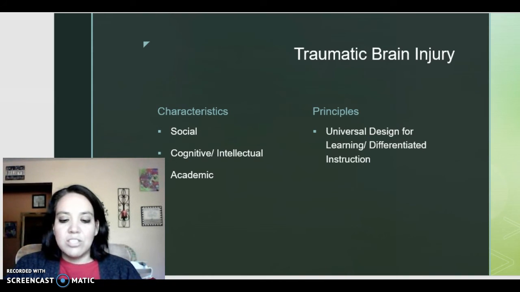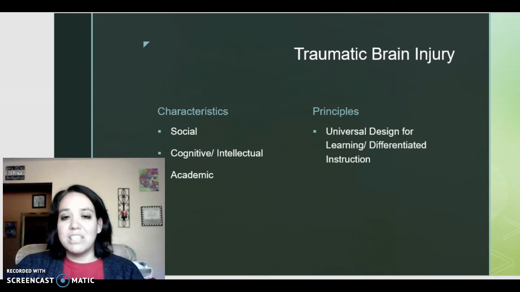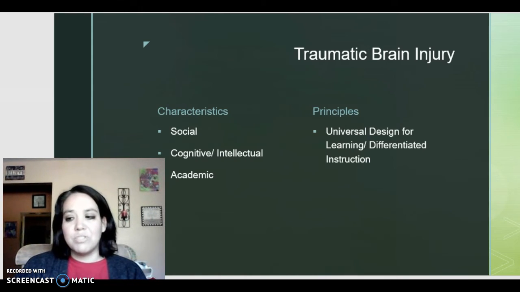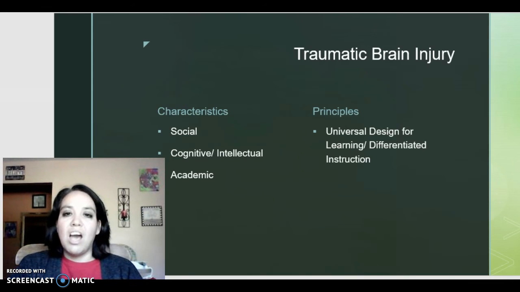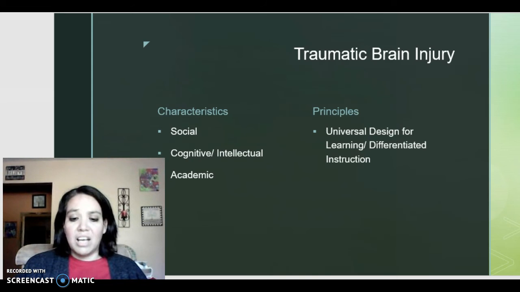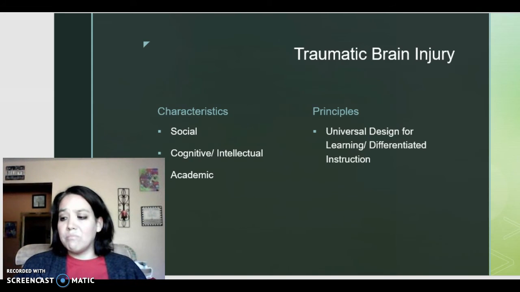Academic. Students with TBI are often associated with students with learning difficulties. So a lot of the characteristics that you see with students with learning difficulties, you'll see in a student that has a traumatic brain injury, such as having difficulty with reading.